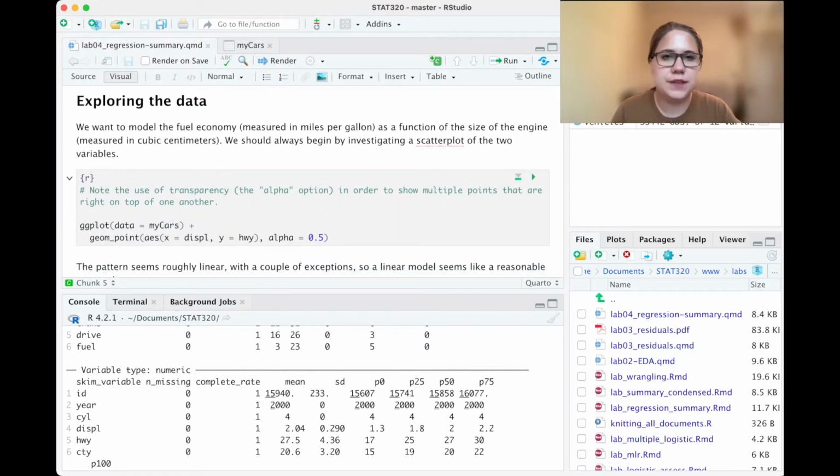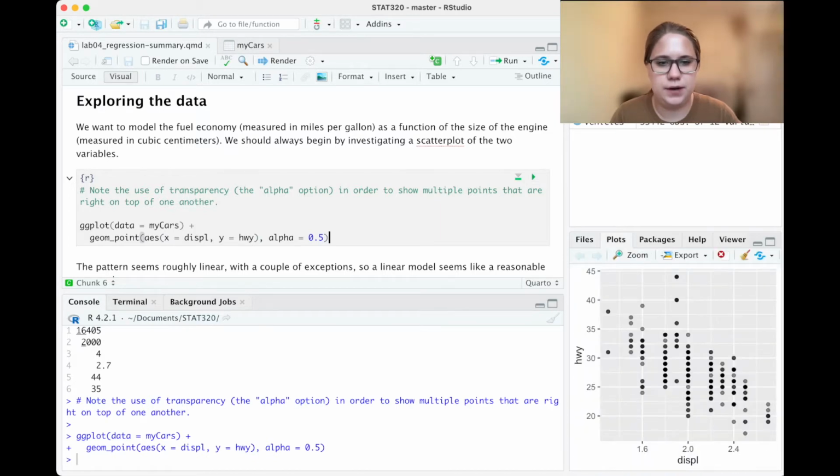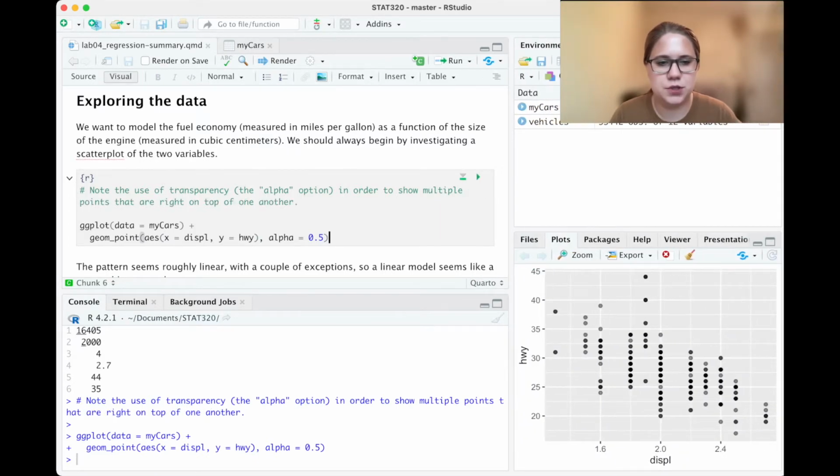So the first thing that I want to do is think about a relationship between two variables in this data set. Let's think about the relationship between the displacement of the engine, that's kind of how big the engine is, and the highway mileage that the car gets. So I'm going to do a ggplot. My data is my cars, and then my x is displacement, y is highway. I'm putting alpha equal to 0.5 so that my points are a little bit transparent. So I'm going to hit the play button here.